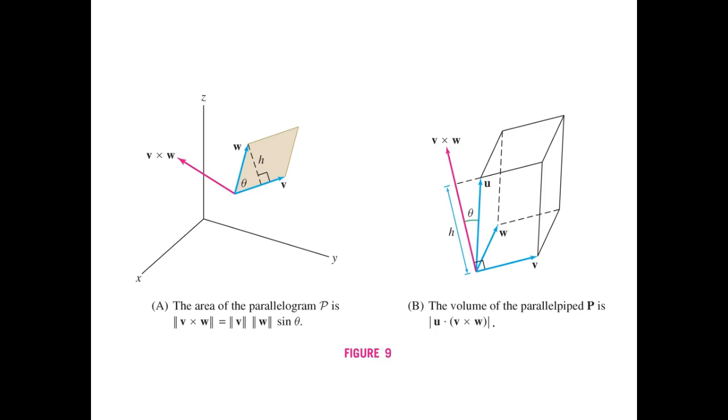With that in mind, then, if you take v cross w, the sine of this angle here is going to be this side here. Well, let me put it this way. The sine of this angle here is going to be h times the magnitude of w.